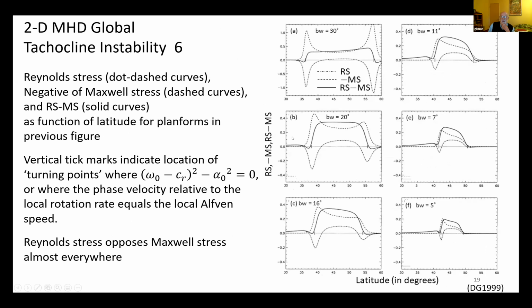Now this is a plot that shows you, again for a whole range of bandwidths, what the Reynolds stress and Maxwell stress look like, and you can see, generally speaking, the Reynolds stress is opposing the Maxwell stress. The net has to be positive so you can extract energy out of the differential rotation. And if you look closely, you can see these vertical tick marks on these plots. Those are so-called turning points of the system, where the rotationally shifted phase velocity is equal to the Alfvén speed at that point. And that's where almost all the action is mathematically and physically.